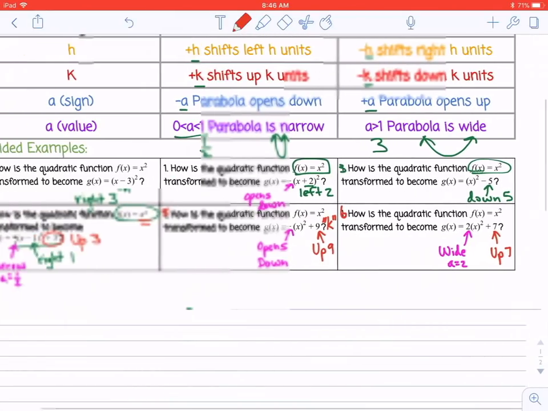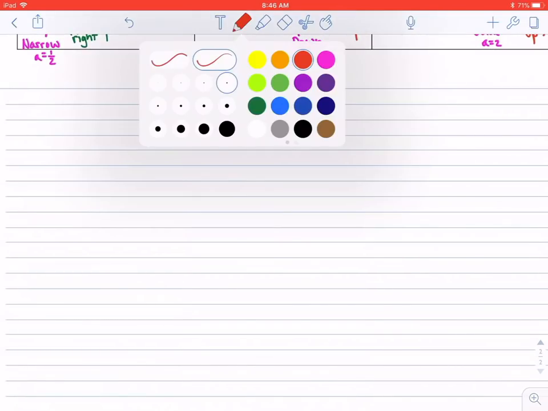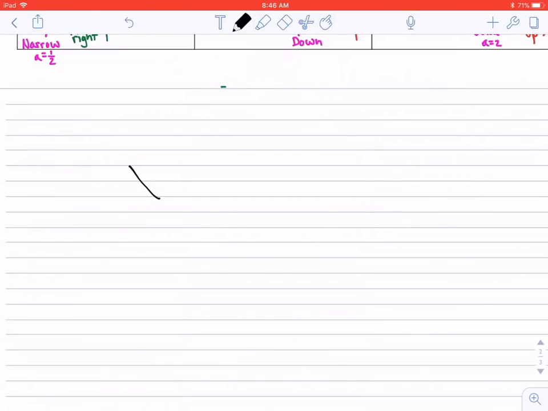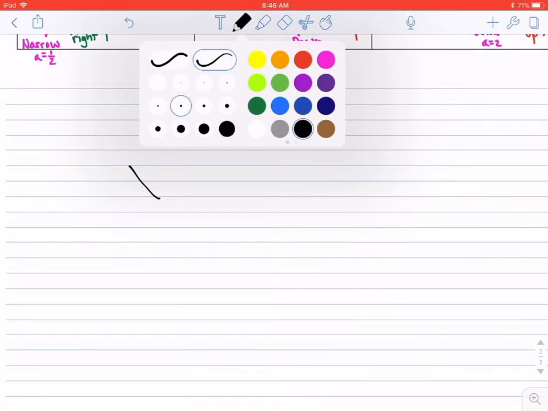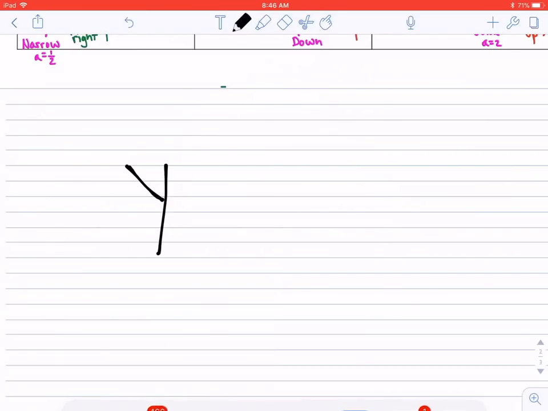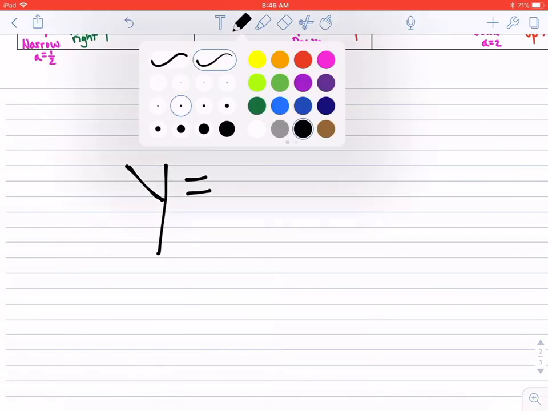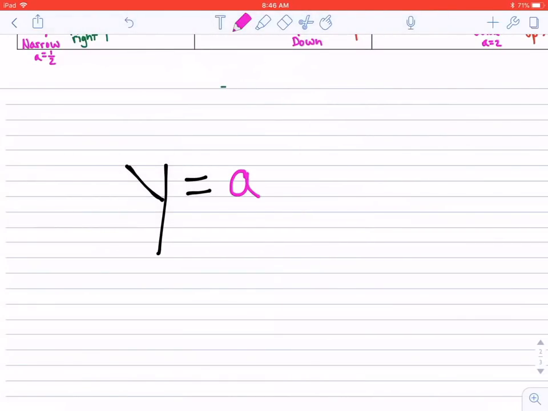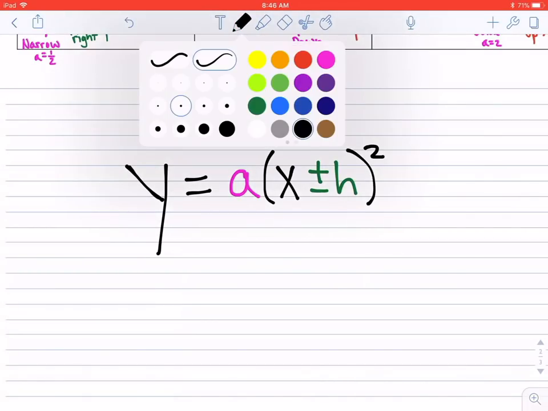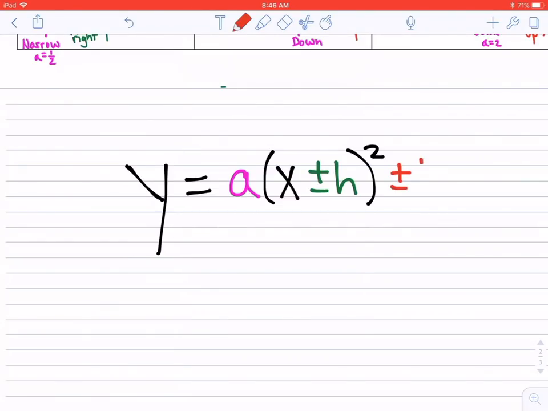All right, so something I've done for students in the past is I've written out the vertex form. This might help to make a little more sense of everything. Let me use a thicker pen. Y equals, and then I'm going to use the different colors I've been using. So we have A, and then we have X, then I've been using green for the H, so I'm going to put plus or minus H squared. And then I've been using red for the K.